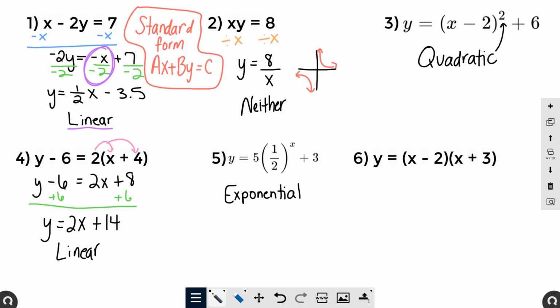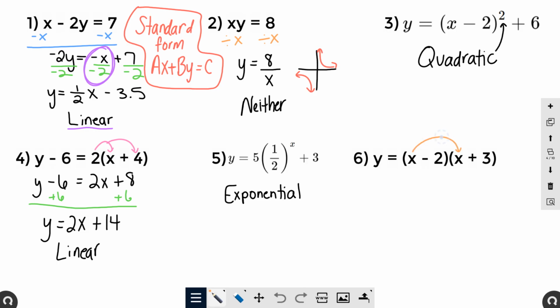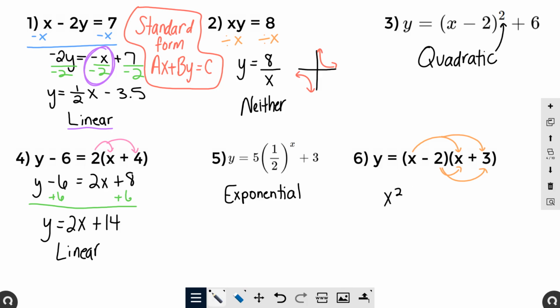Now, our last one, you guys know already just by looking at what we wrote down at the beginning. What form is that one? It is quadratic because it's in that factored form of a quadratic. But if you forgot, you can put your little arrows. Do you remember how we have to FOIL or distribute? Everything in the first has to multiply everything in the second. So what is x times x? X squared, which means it's automatically quadratic.